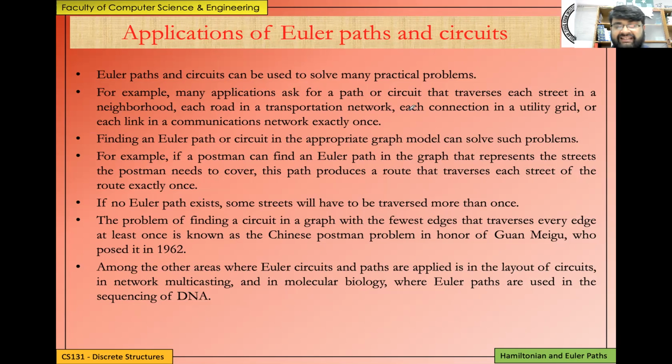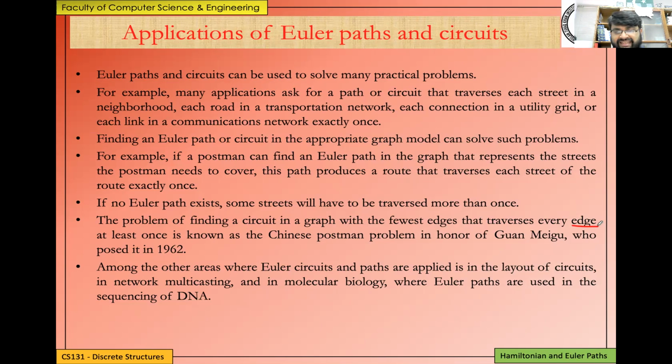The problem of finding a circuit in a graph with the fewest edges that traverses every edge at least once is known as the Chinese postman problem. So the problem here is to find a circuit in a graph with the fewest possible edges that traverses every edge at least once. So of course you have to use a circuit that traverses every vertex at least once. So this is something that I've written by mistake here. This is basically traverses every vertex, and this is known as the Chinese postman problem in honor of Guan Meigu, who posed it in 1962.